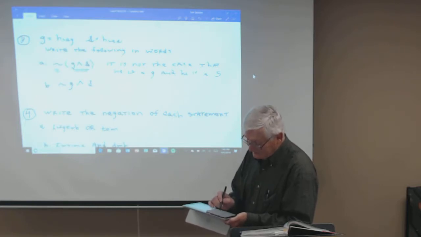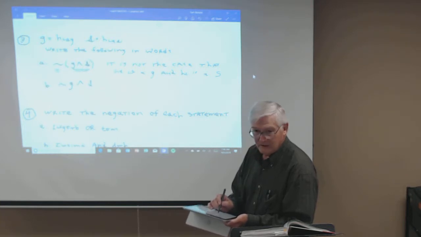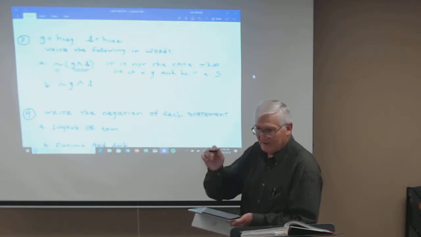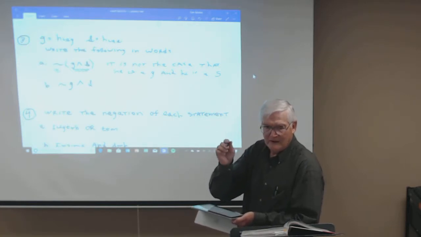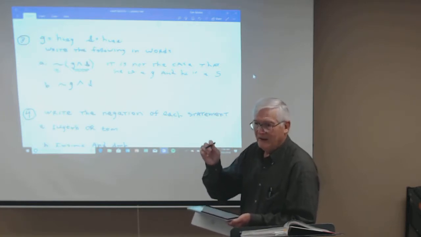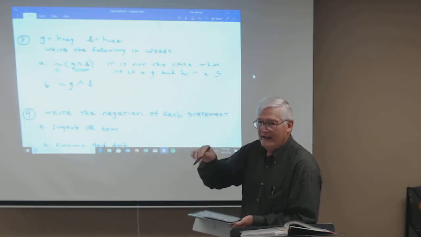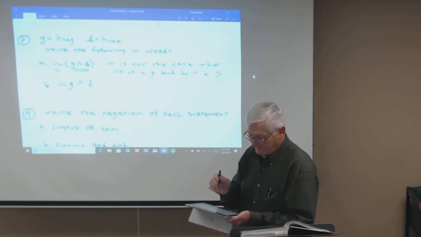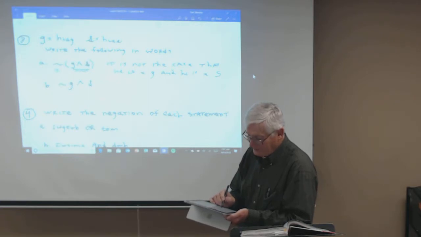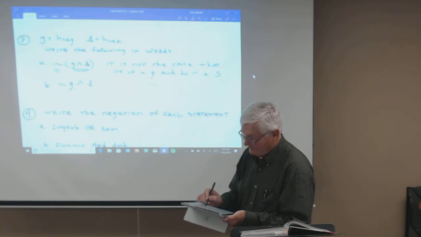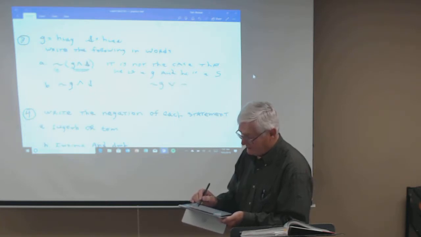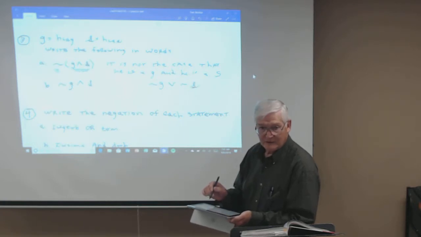But now, what's the negation of not parentheses G and S? Does anyone have that in your notes? Do you have a section where it's how to negate things? That's what's cool about that website I told you about. It has a whole chart on negating stuff. What's the negation of G and S? Not G or not S. Do you remember that? Do you have that in your notes?